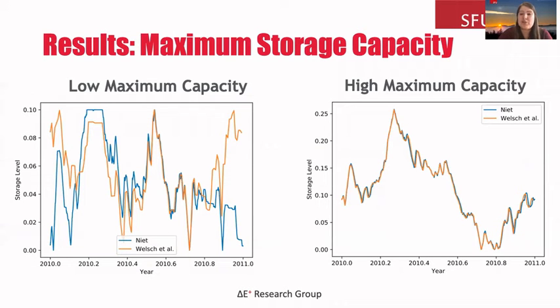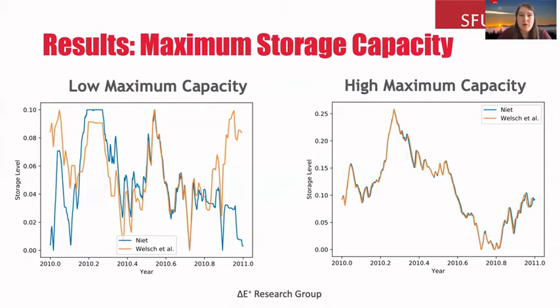Starting with comparing the results for different maximum capacities. On this slide, you can see the results when there's a low maximum capacity and a high maximum capacity. The most obvious difference with these two graphs is that when there's a low maximum storage capacity, the two models diverge quite a bit more than with the high maximum capacity. It's important to note, though, that in both of these graphs, the different models reached the same optimal solution.